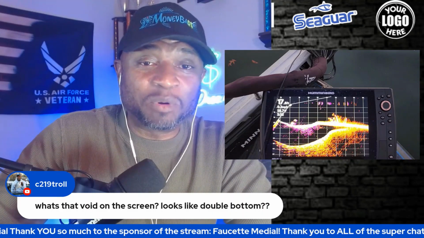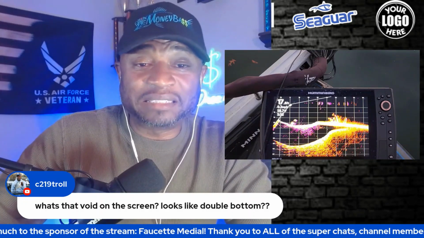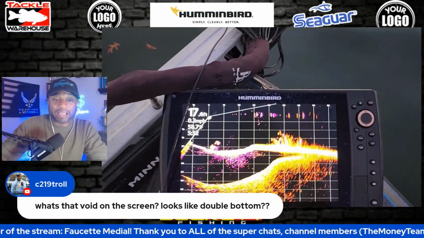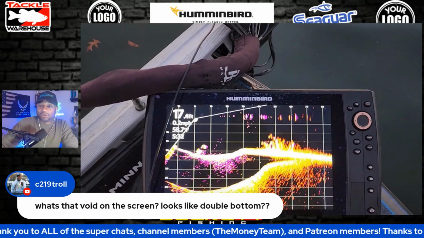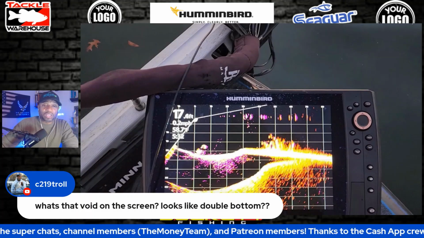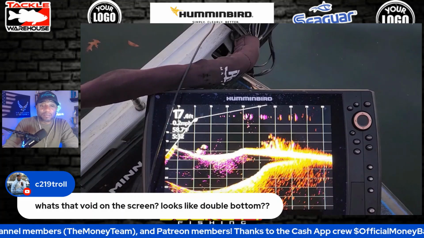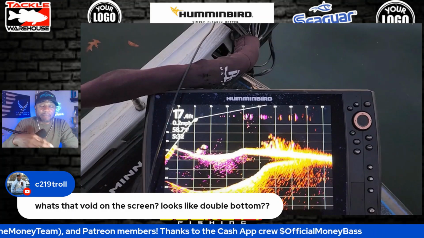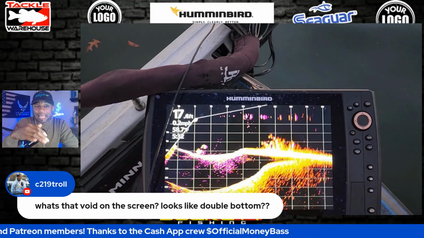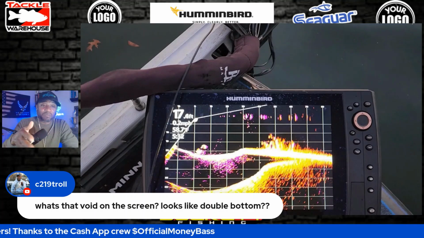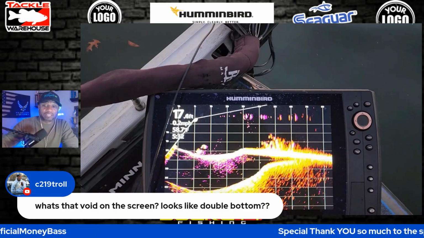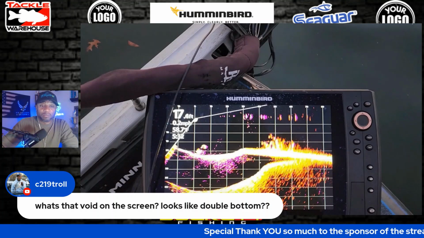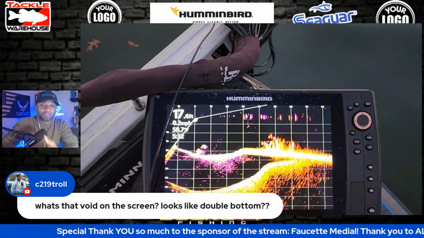Looks like double bottom. So I am actually sitting, and let me just pull that back up real quick. I'm actually sitting in a ditch, and you can't see my mouse on the screen, but I think that has something to do with the type of bottom that I'm sitting in. As I move around and pan from left to right, it does change. The boat right now on that screen is sitting right above a ditch, and if I was to pan it, you would see a well-defined ditch.